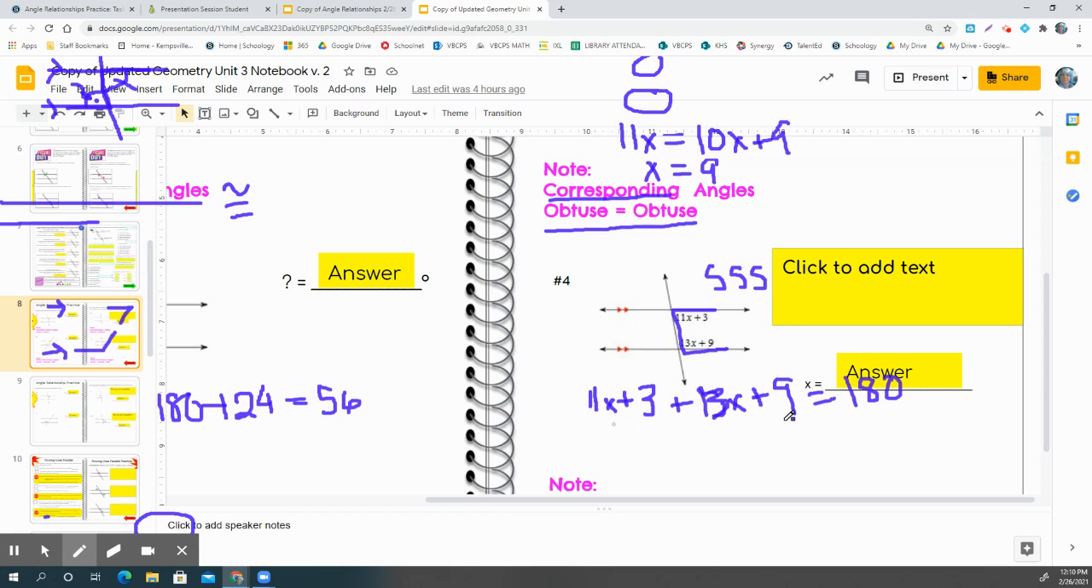There we go. So then we combine like terms, and we've got 24x plus 12 equals 180. And then you just continue to solve that from there. Has anybody already solved it? I'm going to pull out my calculator because my brain hurts today. 180 minus 12, and then divided by 24 gives me 7.